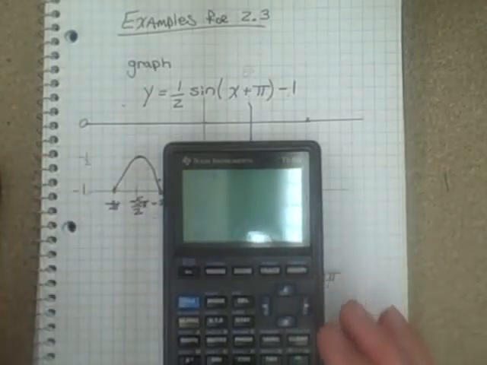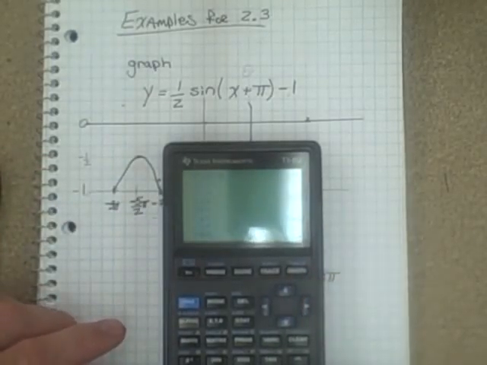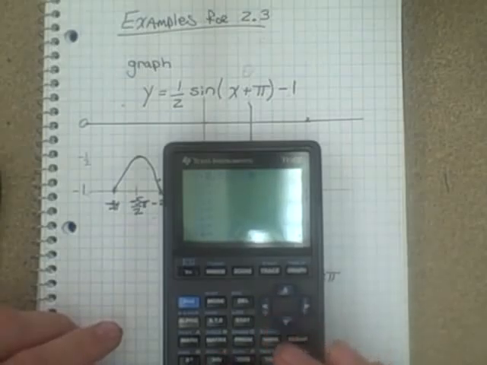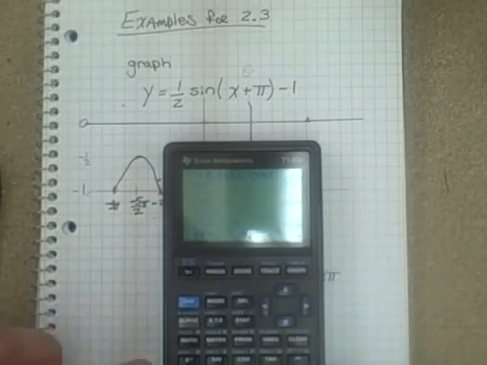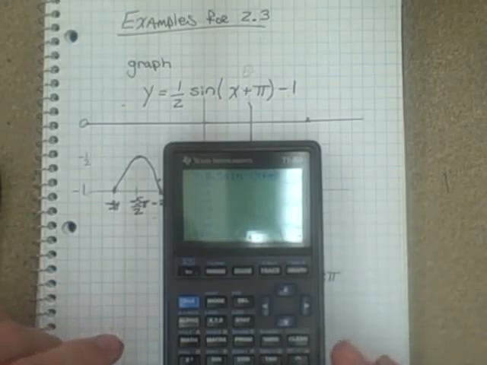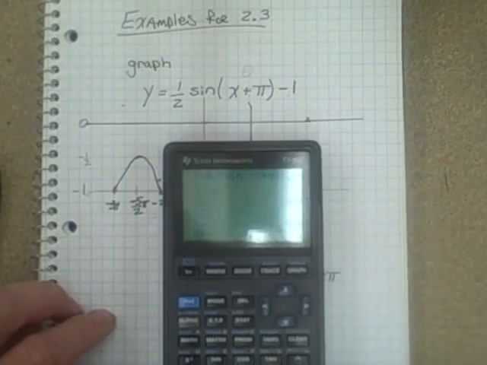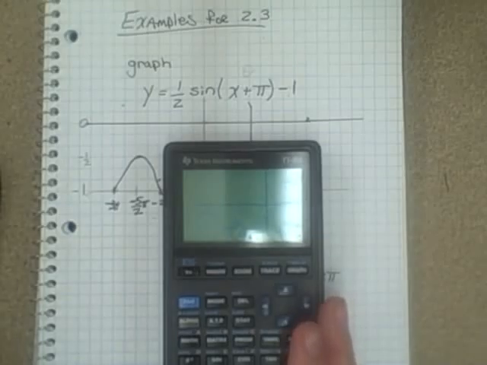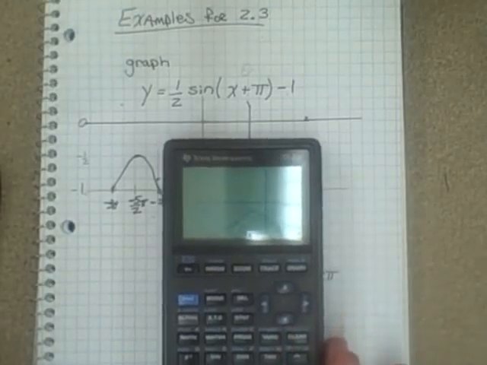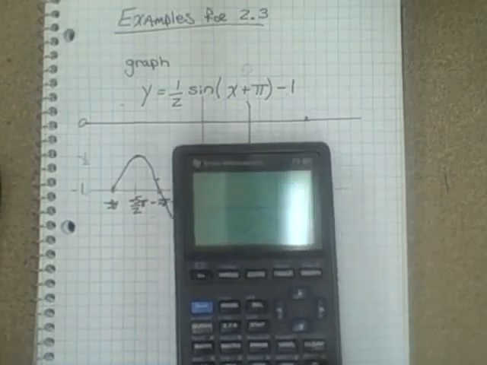So now type in y. And now type in 1/2 or 0.5 sine, bracket x plus pi, okay, where's my pi? There it is. Bracket minus 1. Enter, graph. And we should have, as you can see there, I don't know if you can see, but it has a similar graph.